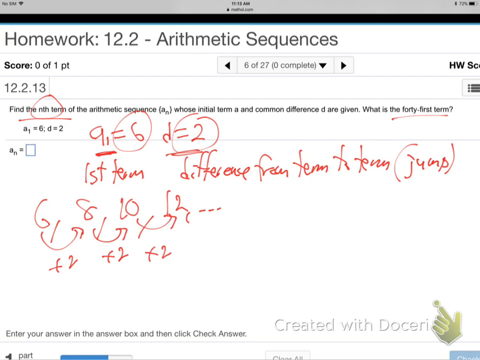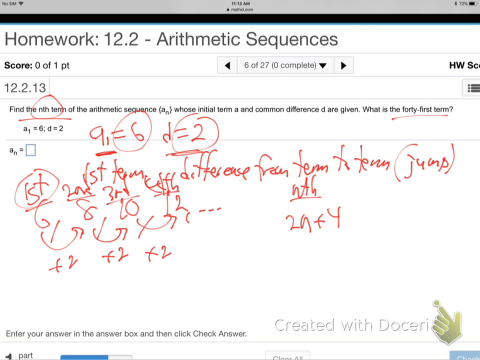Think this way. This is the first term, the second term, the third term, the fourth term. So how do you find the nth term? Would it be 2n plus 4? What makes you think that? Well, it has to equal 6. When you plug in 1, you mean? Yeah. Good. So if you plug in 1, it goes 2 plus 4 equals 6.